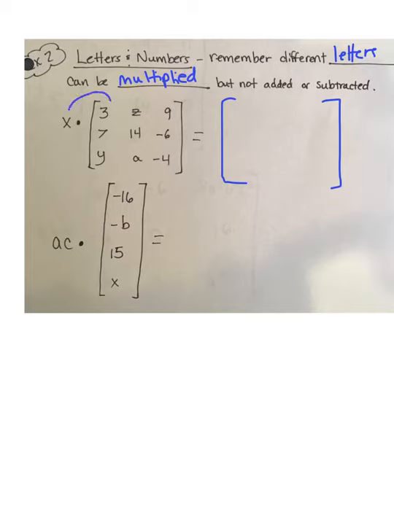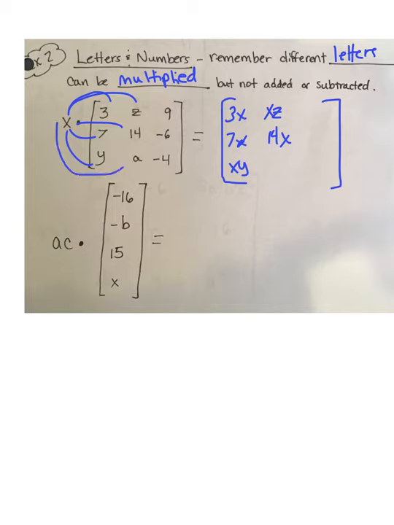So x times 3 is 3x. It goes in that same position. X times 7, 7x. X times y, xy. It could be yx. They usually try to do it in alphabetical order, but it really doesn't matter. Then x times z, xz. X times 14 is 14x.